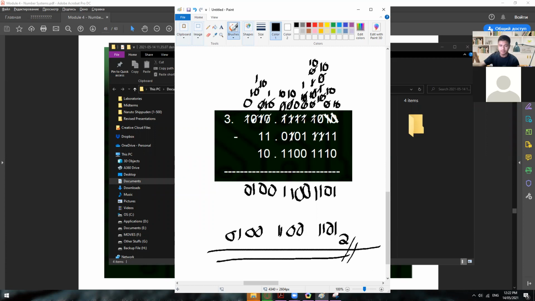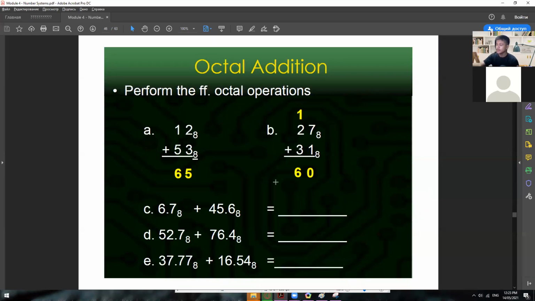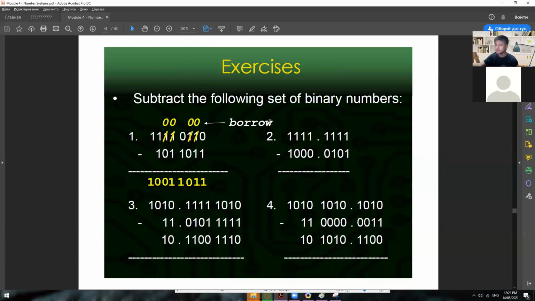So I know it might be super tricky unless you yourself are going to do it. That is why I encourage you guys to answer numbers 1, 2, and then 4. If you're not sure about your answer, you can message me and send me a picture of your practice activities or exercises, and I'll check it for you and let you know if you did it correctly or not. Anyway, that's it for the binary subtraction.